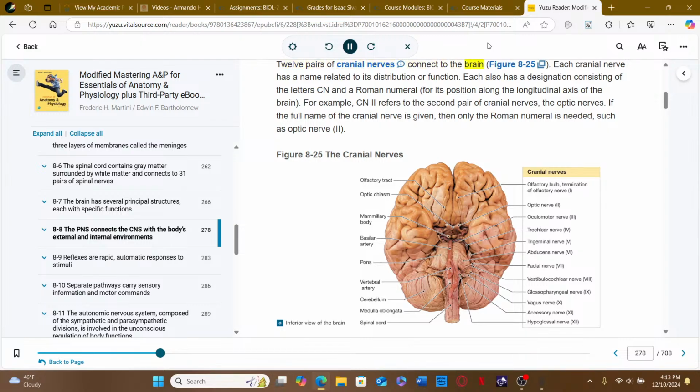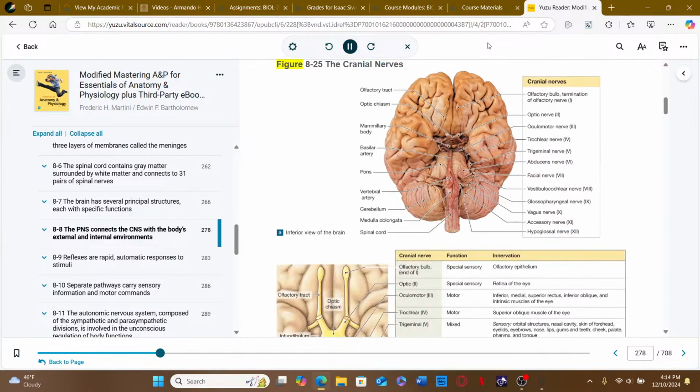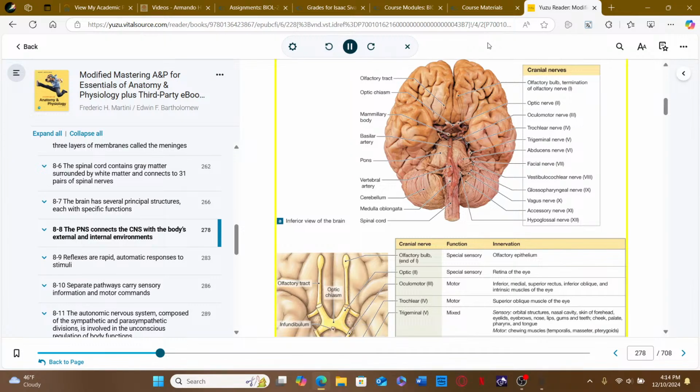12 pairs of cranial nerves connect to the brain, figure 8-25. Each cranial nerve has a name related to its distribution or function. Each also has a designation consisting of the letter CN and a Roman numeral, or its position along the longitudinal axis of the brain. For example, CN II refers to the second pair of cranial nerves, the optic nerves. If the full name of the cranial nerve is given, then only the Roman numeral is needed, such as optic nerve, II. Figure 8-25 The cranial nerves.